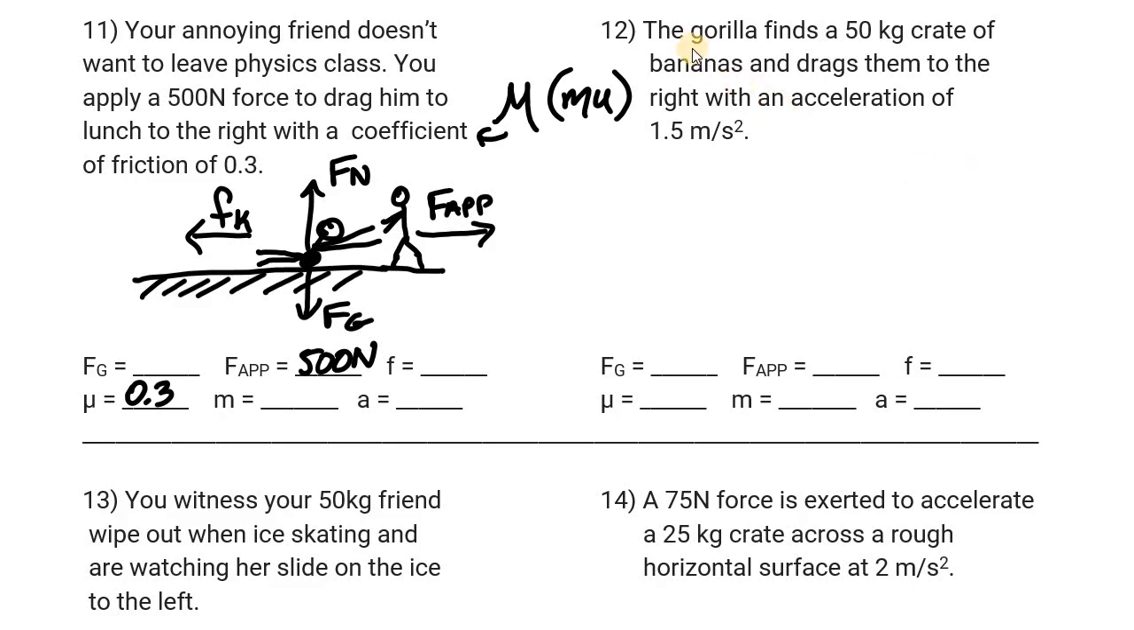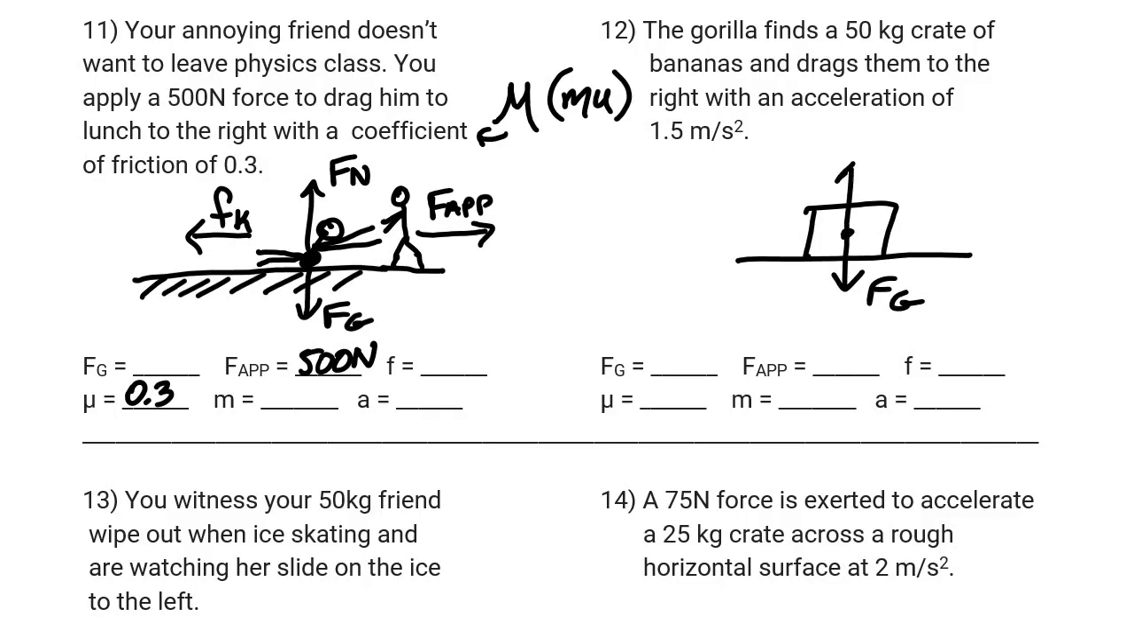Problem number 12 says the gorilla finds a 50-kilogram crate of bananas and drags them to the right with an acceleration of 1.5 meters per second squared. Okay, so let's draw our diagram. Okay, and so we have our crate over here. What is the downwards force acting on the crate?